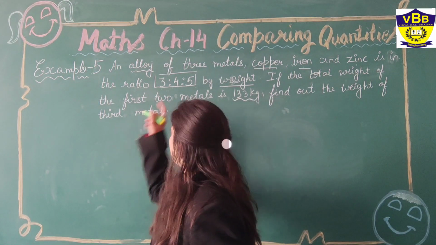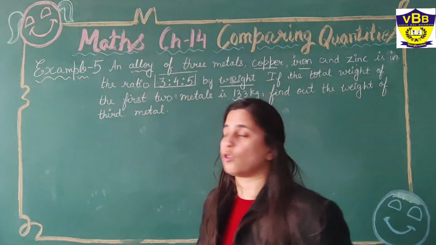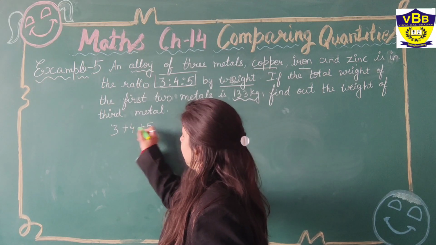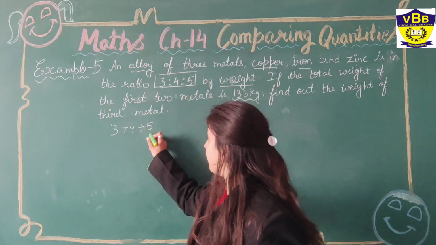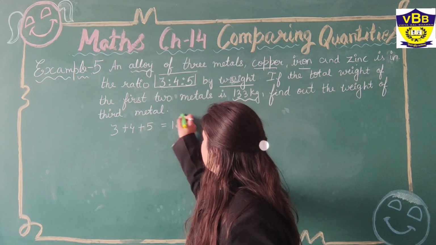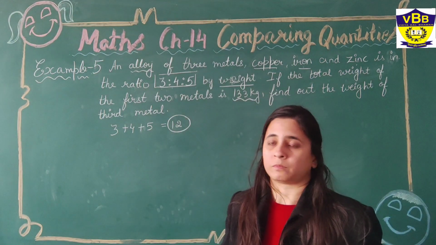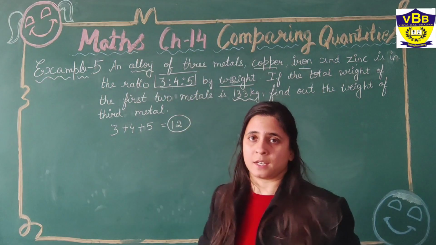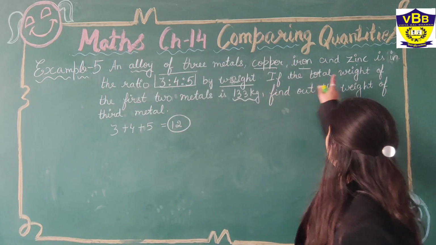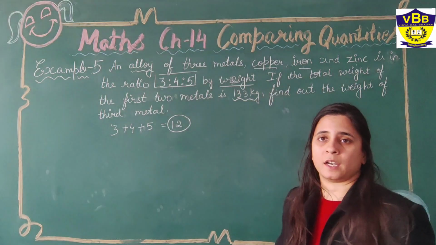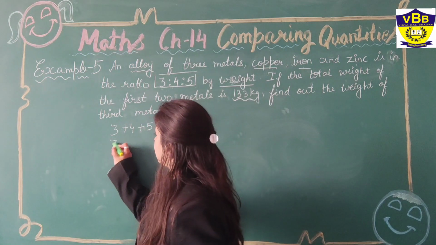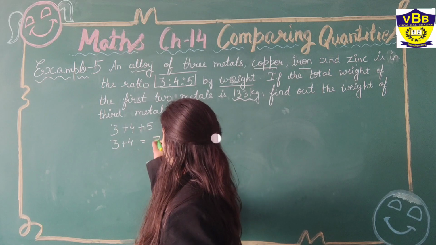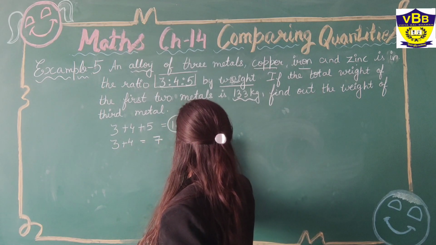So it is 3:4:5. So total parts are 3 plus 4 plus 5. 3 plus 4, 7. 7 plus 5, 12. That means total parts are 12. Out of these, we know the weight of the first 2 parts. We know the weight because they have given the total weight of the first 2 metals as 133 kg. That means 3 plus 4, that is 7, is 133 kg.